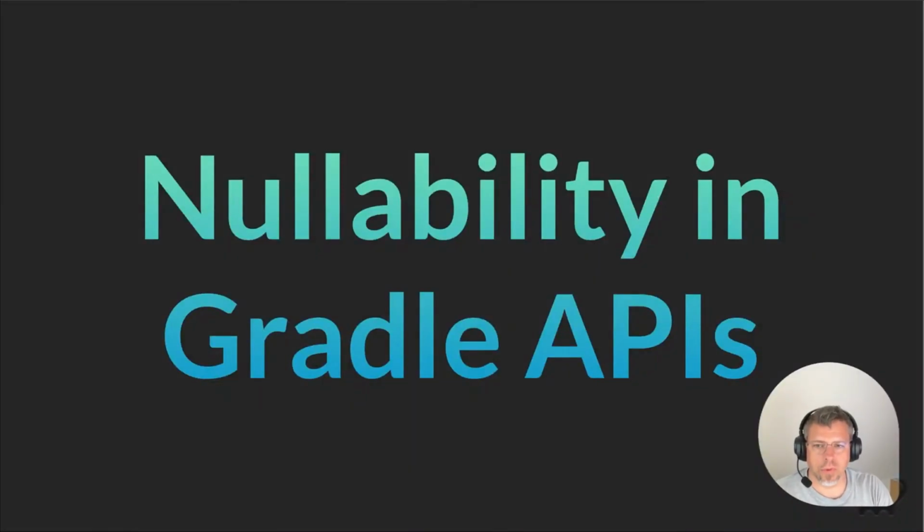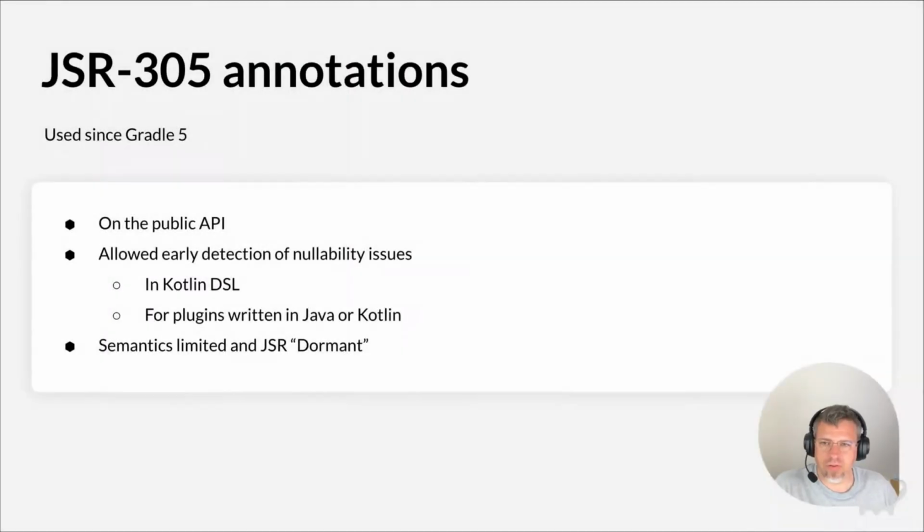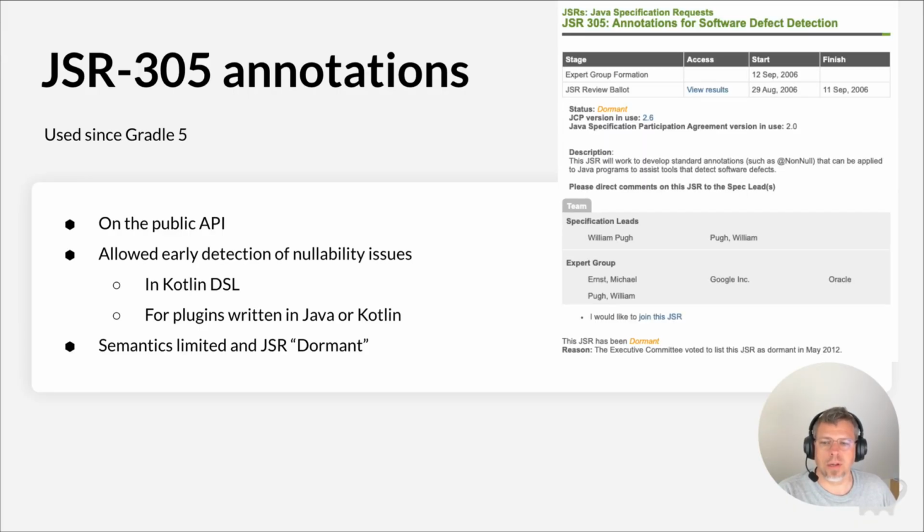Gradle 9 comes with changes around the way we handle nullability in the Gradle APIs. Since Gradle 5, we've been using JSR 305 annotations on the public API to allow early detection of nullability issues, both in the Kotlin DSL and for plugins written in Java or Kotlin. The semantics were limited, we had corner cases, and also the JSR has been dormant for a while.